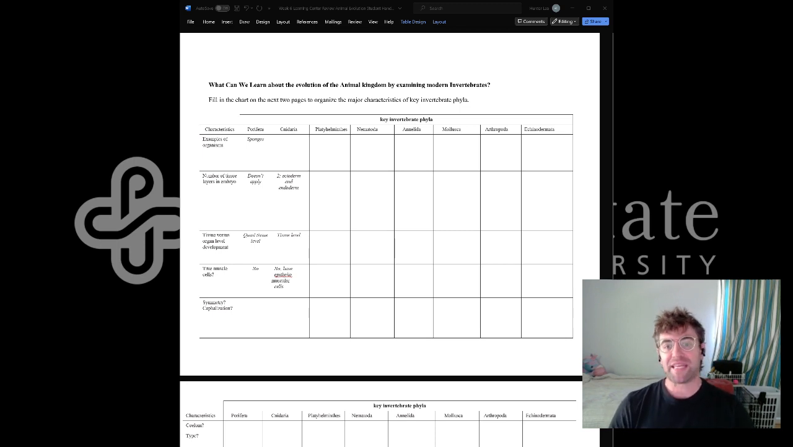So what can we learn about the evolution of the animal kingdom by examining modern invertebrates? Fill in the chart of the next 2 pages to organize the major characteristics of key invertebrate phyla, invertebrate not having a spine. Okay. So on our left column here we have characteristics, and on our top row, I guess, we have the key invertebrate phyla.